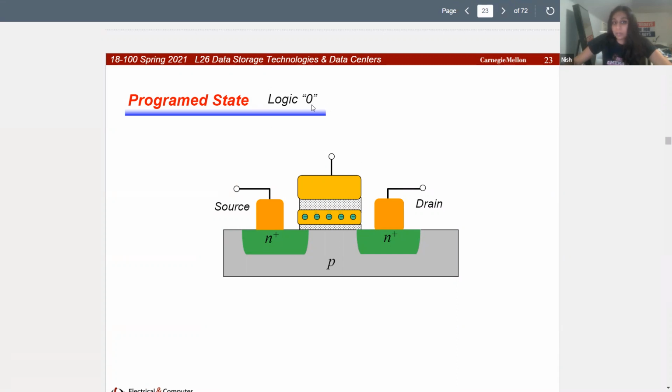And so now it's programmed, and remember, it's a little counterintuitive. This is going to be a logic 0, even though it's programmed.